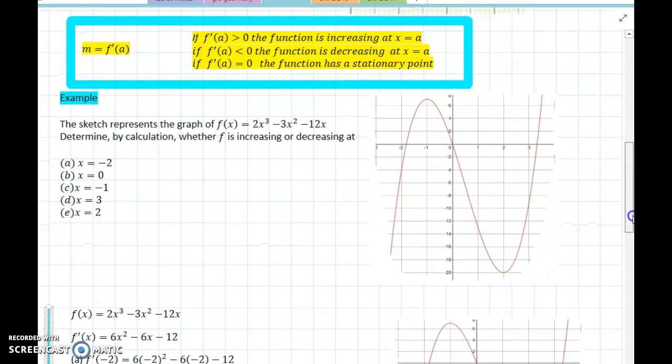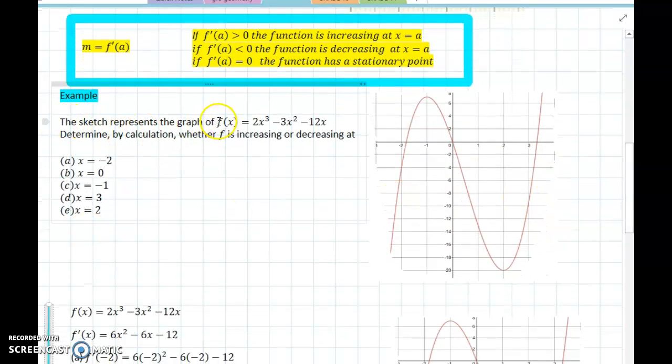So let's look at an example. Let's say the sketch represents this cubic function here, 2x cubed minus 3x squared minus 12x. Determine by calculation whether f is increasing or decreasing at the following points.